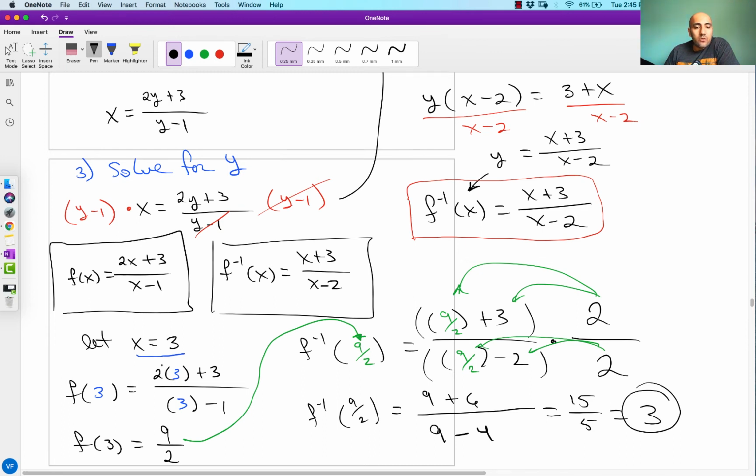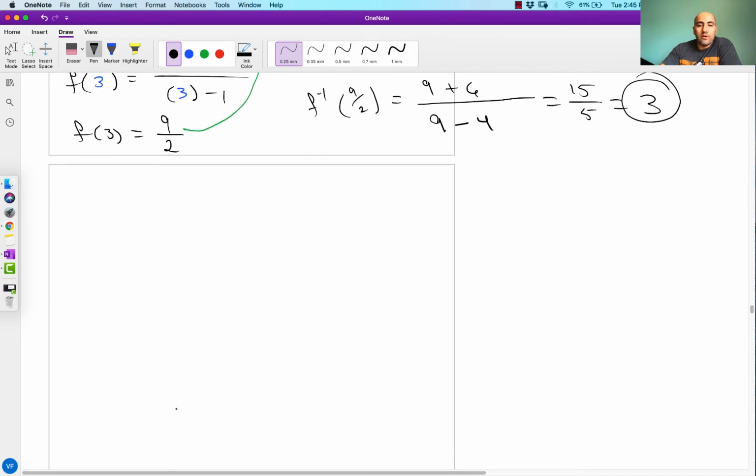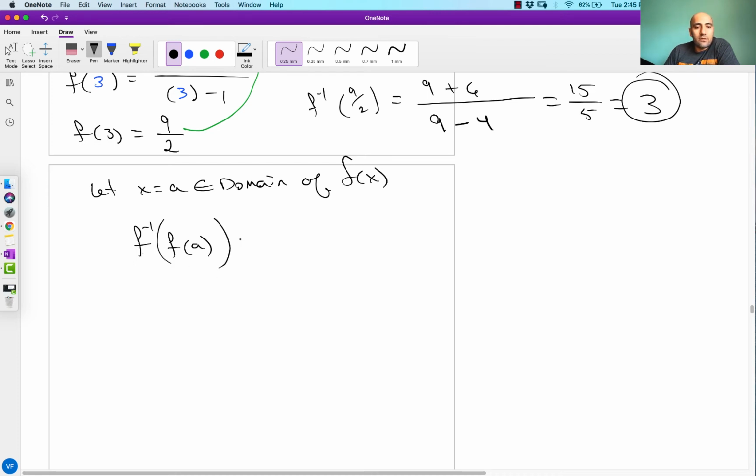So how do we do it in general? Well, instead of letting x equal 3, we're going to have to let it be equal to some variable. So in general, we want to show that whenever we start off with x equal to a, which is a member of the domain of f, when we take f of a, that leads us to some output. We start off with a, apply f, that takes us to some output, and when we take that and plug it into the inverse function, it brings me back to a.